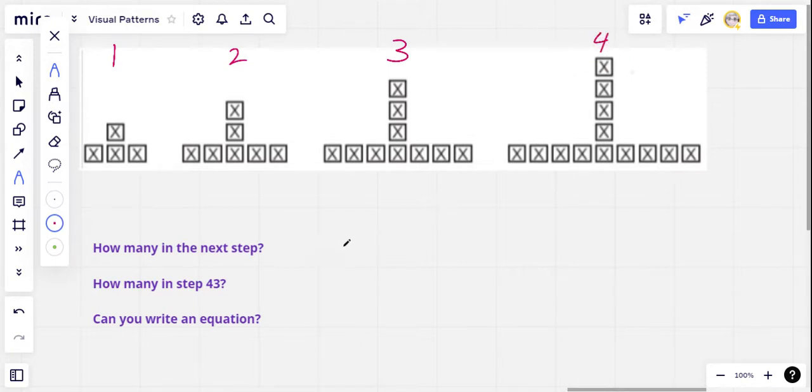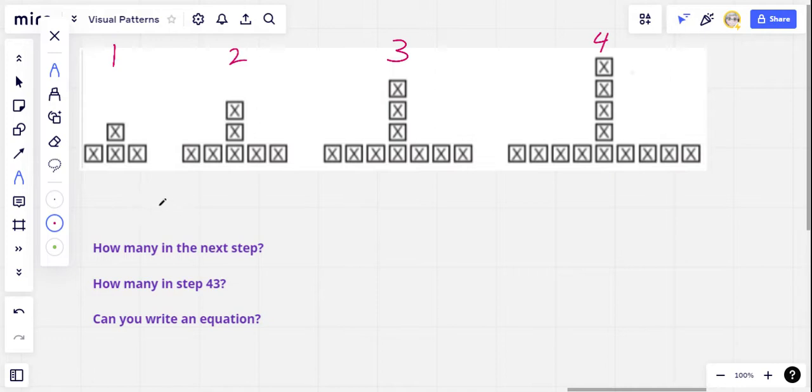And the challenge here is to predict how many boxes are going to be in step number five, the next step. And a harder level of challenge, how many in step 43? And also, can you write an equation that would allow you to find the number of boxes in any step at all? So that's the challenge. If you choose to accept it, pause the video, give it a shot, and we'll see what happens.